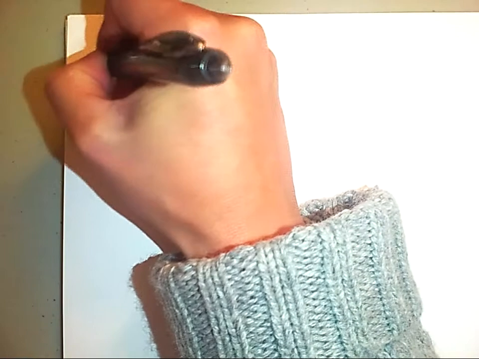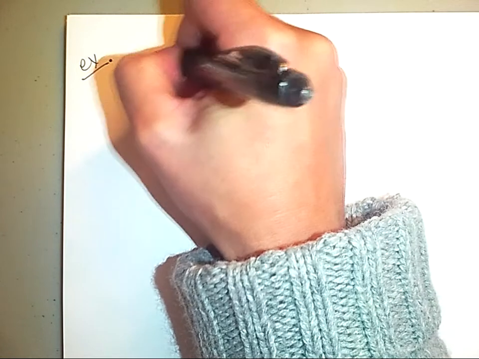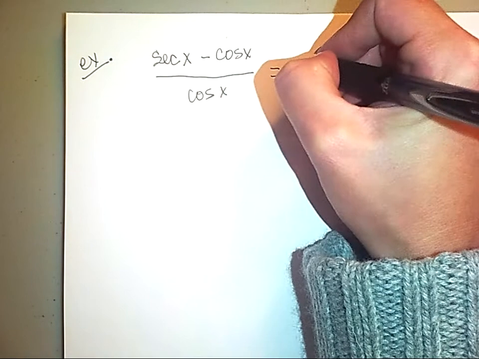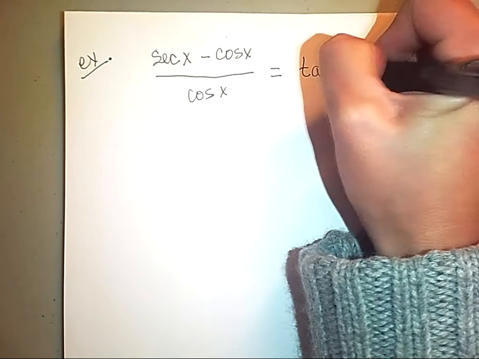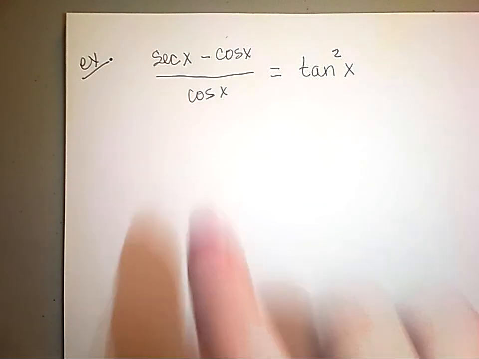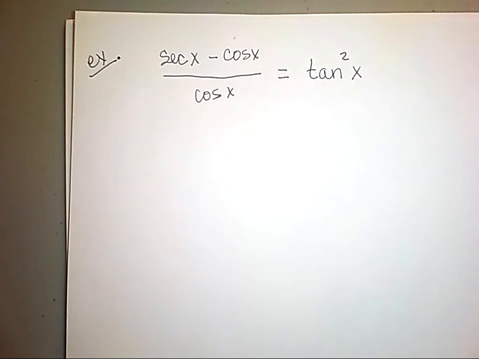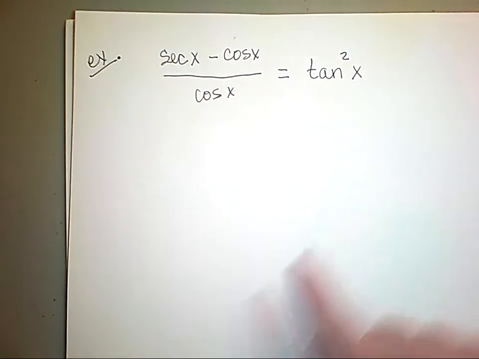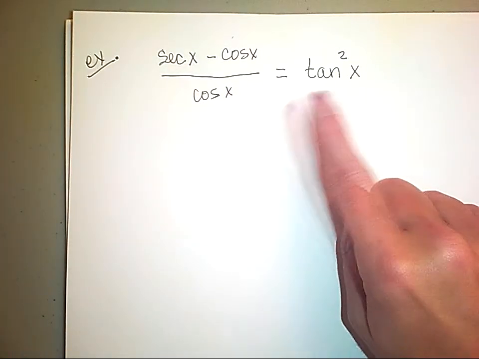Sometimes we'll be given an identity and we'll have to verify it. So for example, if we have the secant of x minus the cosine of x, divided by the cosine of x, we are told that the identity is that it's the same thing as tangent squared of x, and it's our job to show why this is true. The way we will do that is that we'll start with either the left-hand side or the right-hand side and manipulate it until we come to the other. Don't work both sides at the same time.